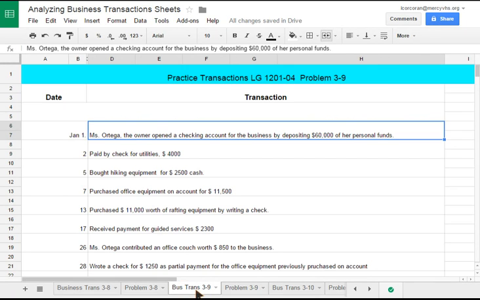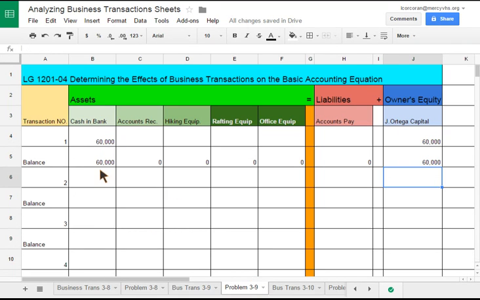Going to go back to number 2, paid by check for utilities, $4,000. So if I pay with a check, it's the same as paying cash. And because I'm paying, it's going to be decreased. I'm not getting office equipment. I'm not getting hiking equipment. I'm not going to receive the money later. And the utilities we know are expenses. So this will also be decreased by $4,000.